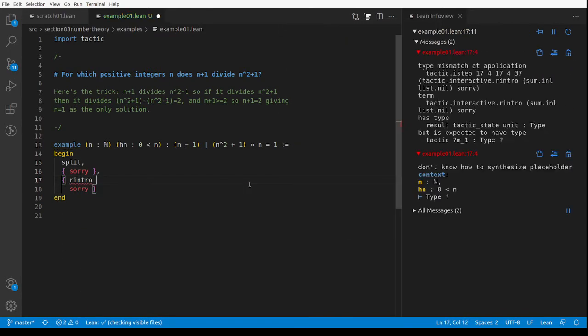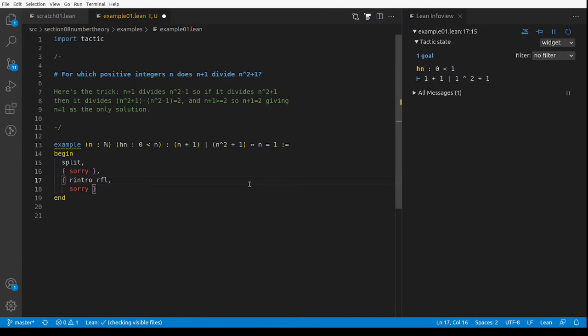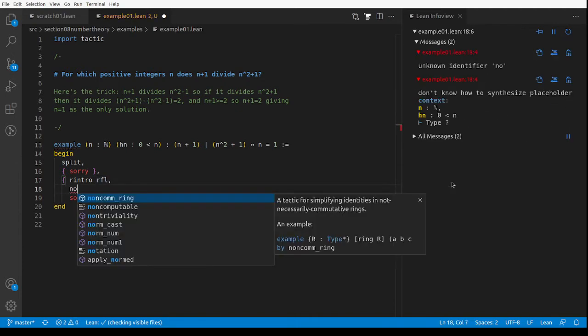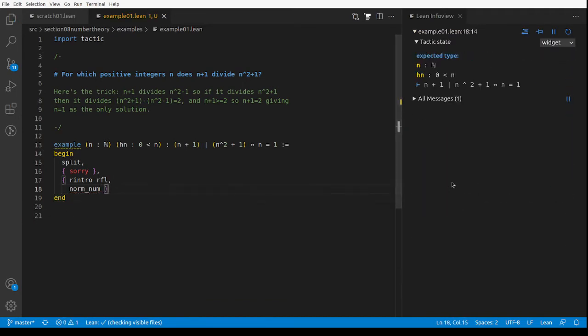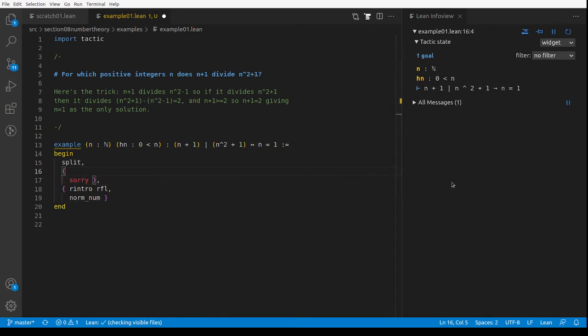So we could do rintro rfl. So n equals, so we could do intro h, then we'd have the hypothesis that n is 1, and then we could rewrite h. But rintro rfl does both of those things in one go. And now I think for division, norm_num will do this. Yes. So that's the easy way. We show that it does work for 1, and now we've got to prove that it doesn't work for anything bigger than 1. So intro h.